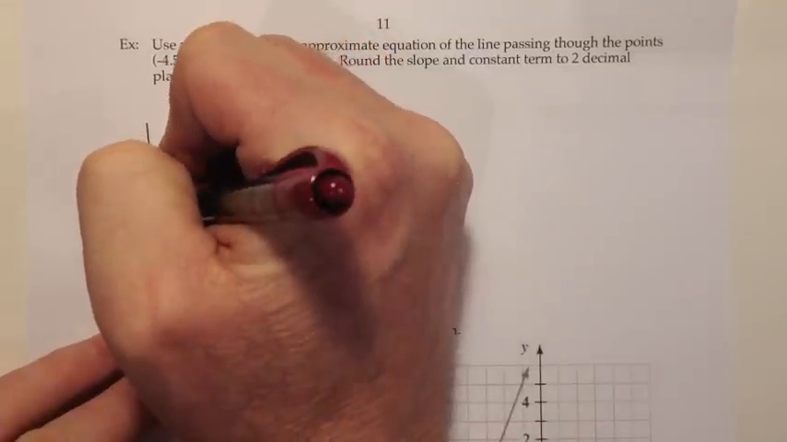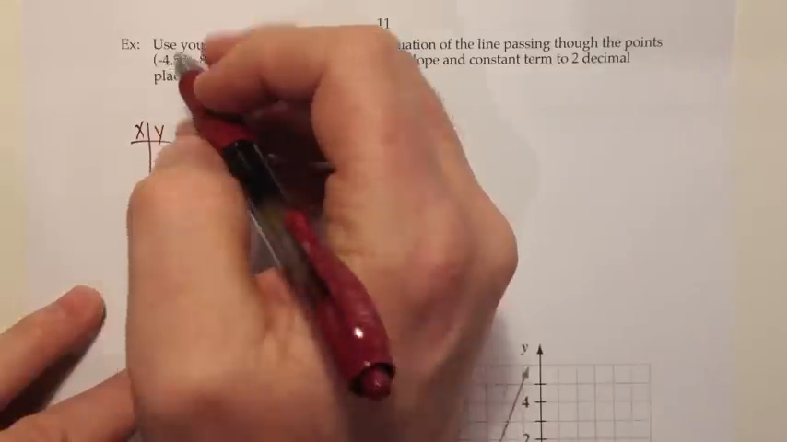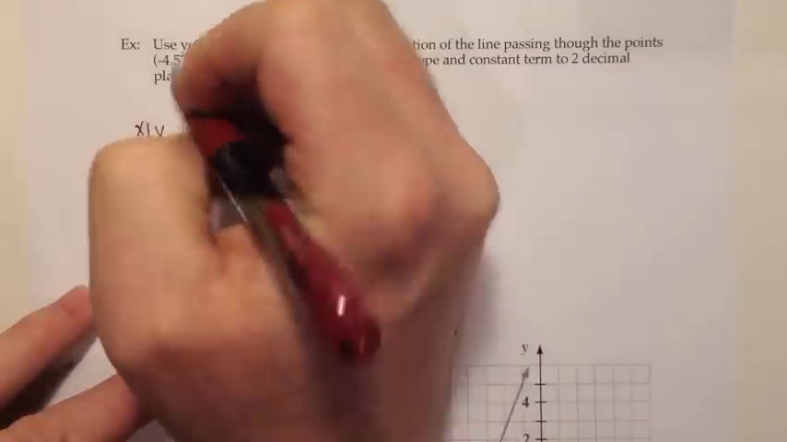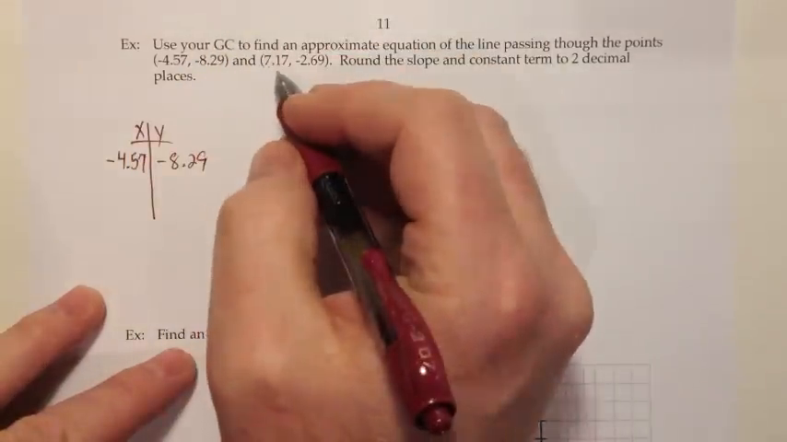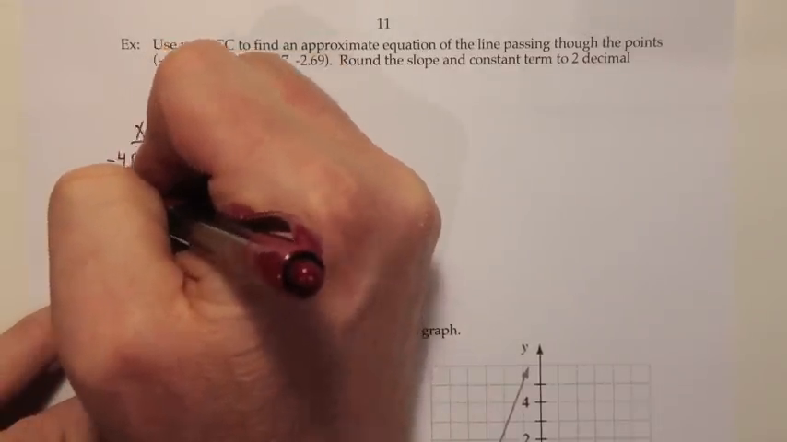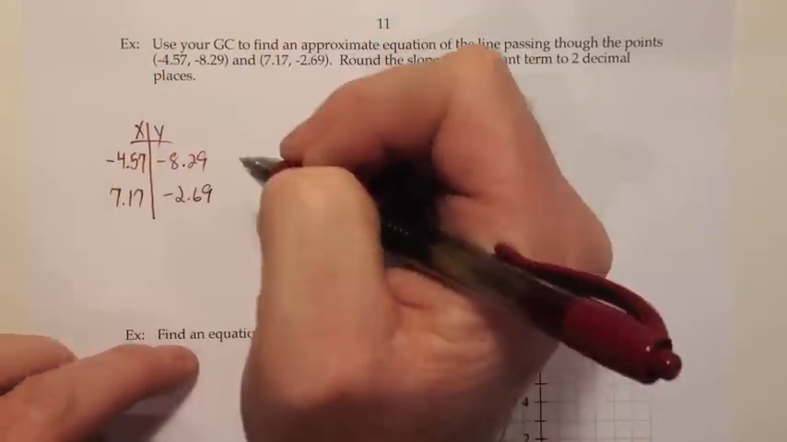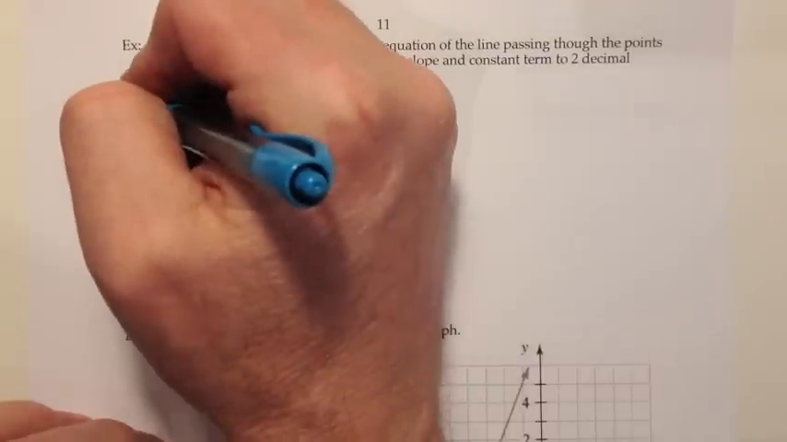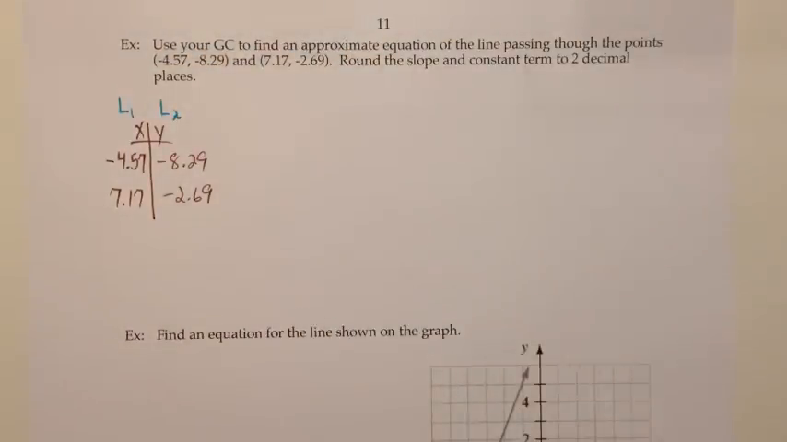So instead, I would suggest we make a table of x's and y's. So my first ordered pair is -4.57 and -8.29. And the second ordered pair they gave us was 7.17 and -2.69. And I want to take that table and I want to transfer that into the calculator by putting the x values in L1 and the y values in L2.